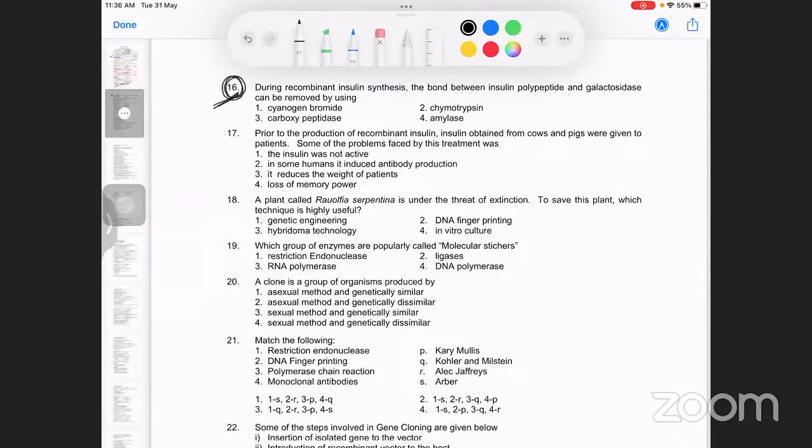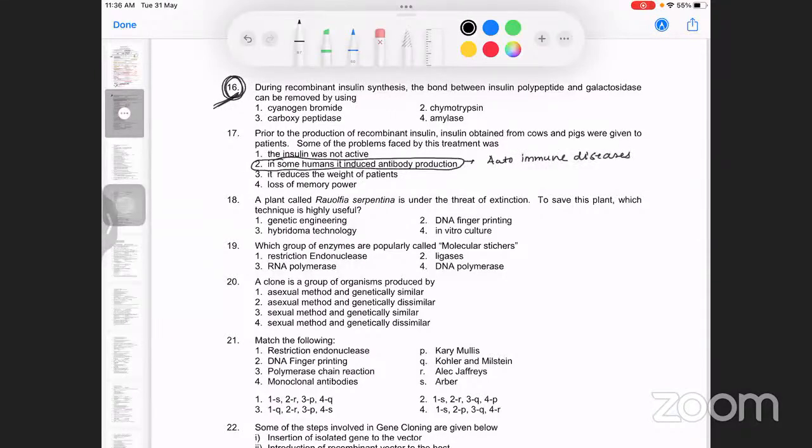So because of insulin introduction from cattle or swine, there was production of antibodies, okay, which is leading to autoimmune diseases.